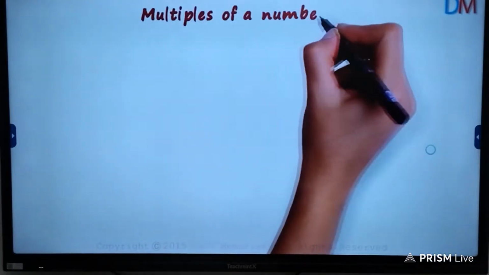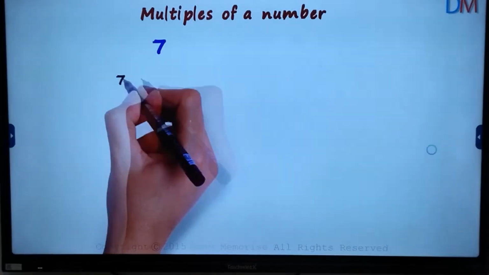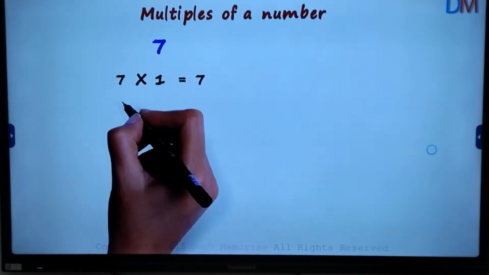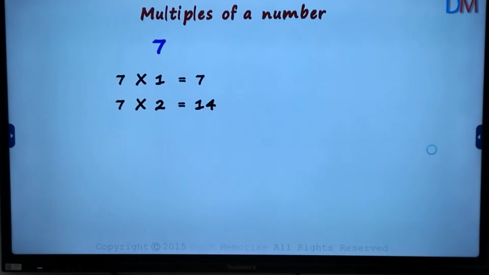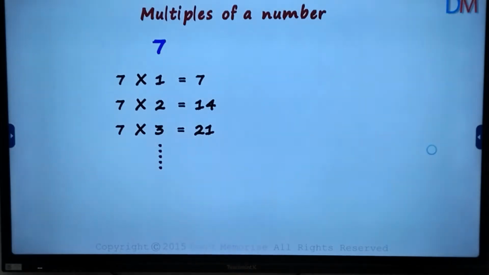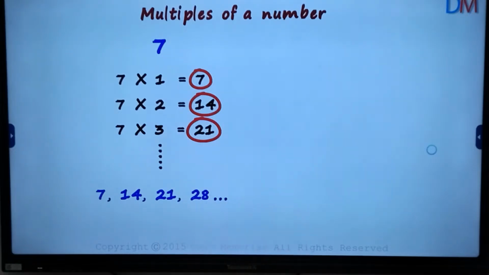What are the multiples of a number? Say we have a number 7. What are its multiples? How many multiples does it have? 7 multiplied by 1 is 7. This 7 is one of the multiples of 7. 7 multiplied by 2 is 14. 14 is another multiple of 7. If a number is multiplied with 7, we get 7's multiple. And 7 multiplied by 3 is 21. The list would continue forever. The multiples of 7 are 7, 14, 21, 28, and so on.